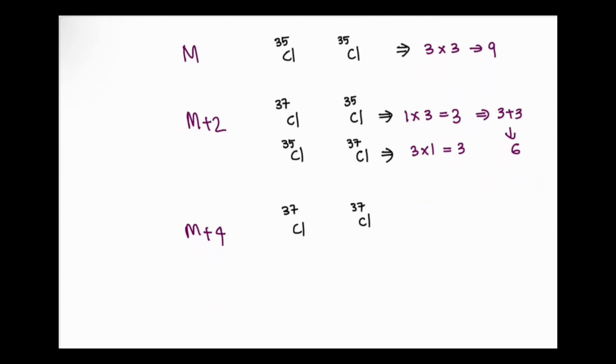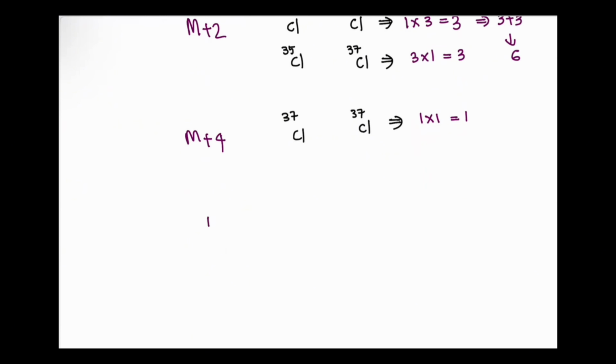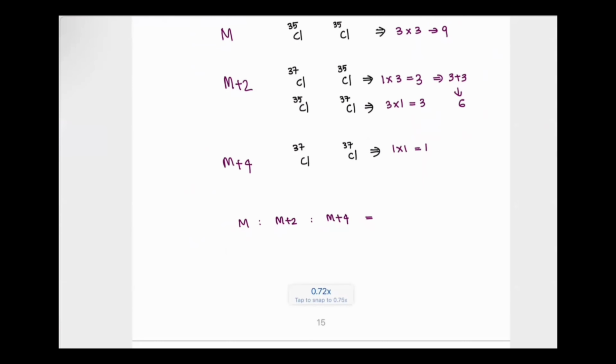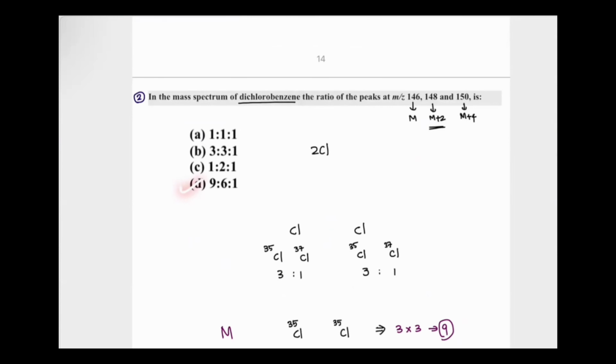And the last case, for M plus 4 peak, both chlorine should be in chlorine 37 form. And the intensity will be for chlorine 37, the ratio is 1 into second also chlorine 37. So 1. So total it will be 1. And now the relative ratio of M peak is to M plus 2 peak is to M plus 4 peak will be 9 is to 6 is to 1. In the options, the correct one will be option D, that is 9 is to 6 is to 1.